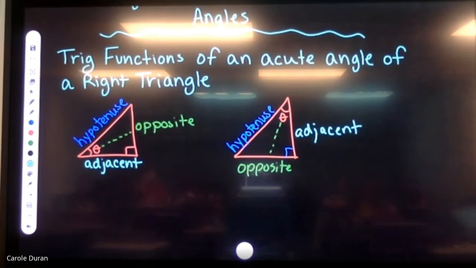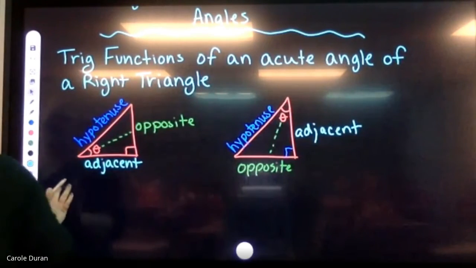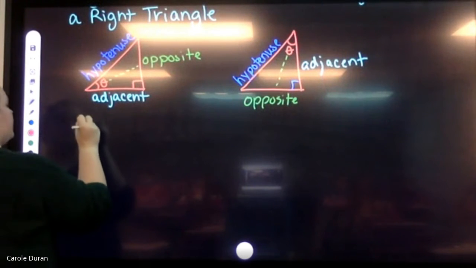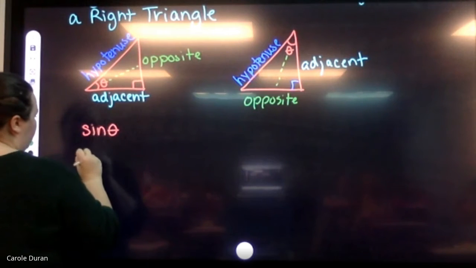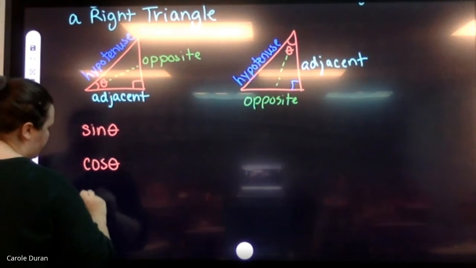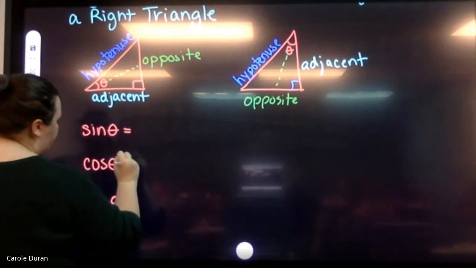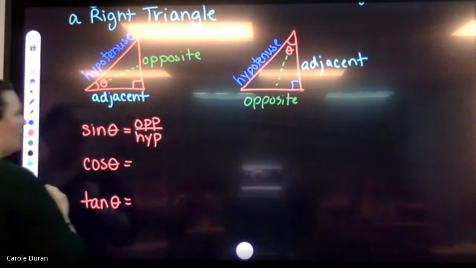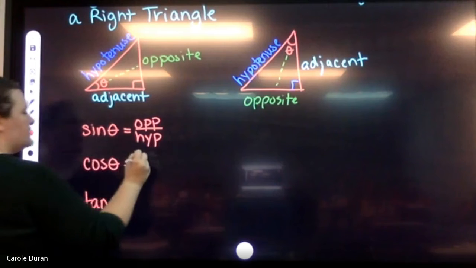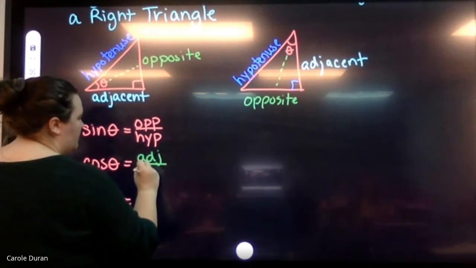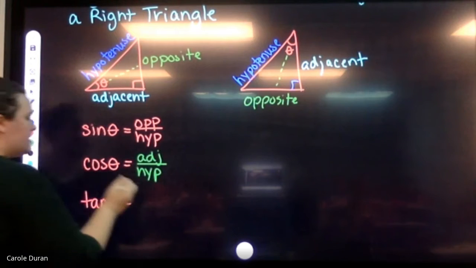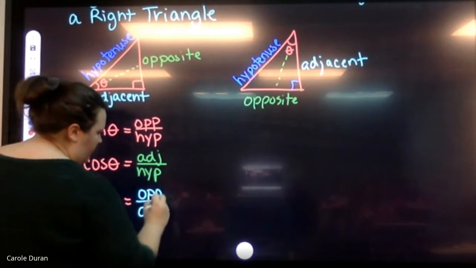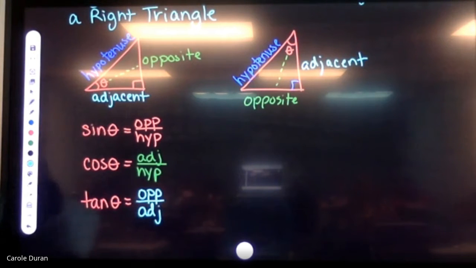Okay? So now that we have that written down, let's go ahead and identify the ratios associated with each of our trig functions. The three that you are used to are sine, cosine, and tangent. As a review from yesterday, sine is opposite over hypotenuse. Cosine is adjacent over hypotenuse. And tangent is opposite over adjacent. Everyone okay with that?